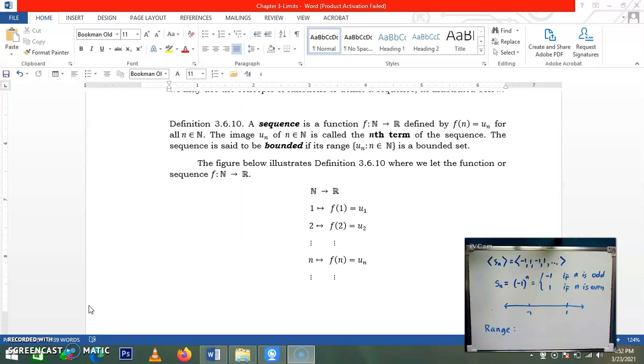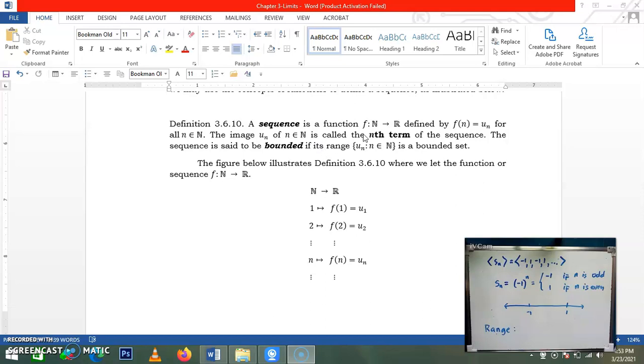Good day. In the previous video, the sequence was defined as a set of numbers. Now, in this lecture, I'm going to define the sequence using the concepts of functions. So we have here the definition of the sequence.